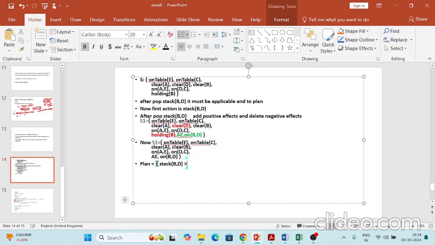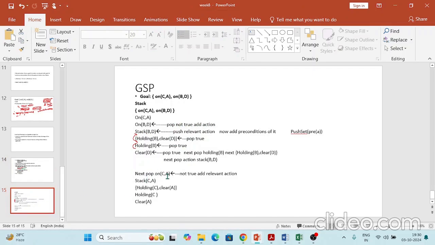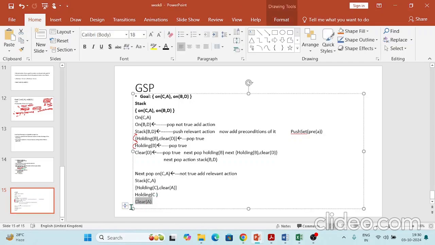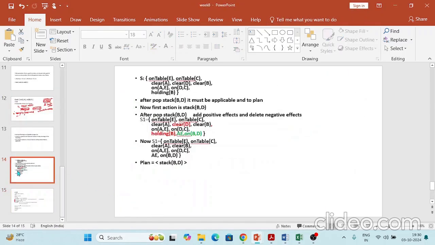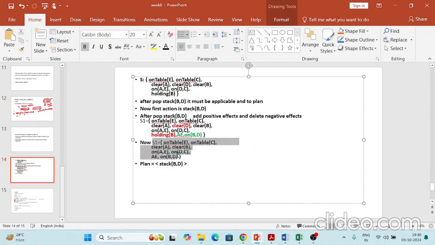Plan, the first action added to the plan is this one. Okay, now we are doing the remaining things. Next pop C comma A. Next stack C comma A, that relevant action. Whenever we want to pop clear A, we need to check with this state S1.